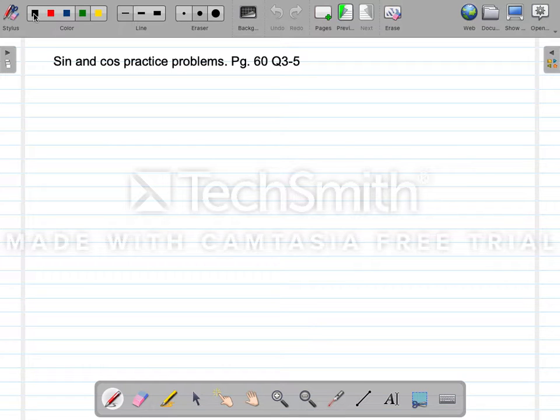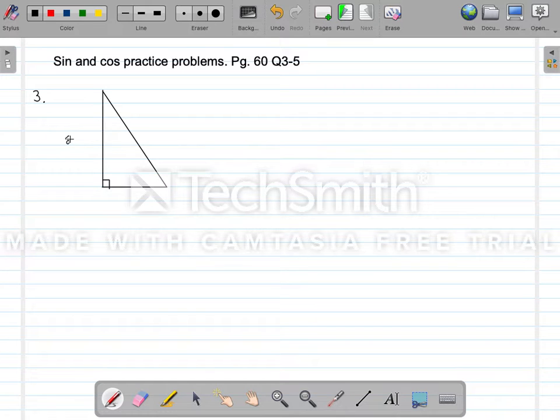All right, so going over some practice problems from the textbook. This is question 3 that we're doing right here. We have a triangle in question 3. It's a right angle triangle, and the square is saying it's a right angle.